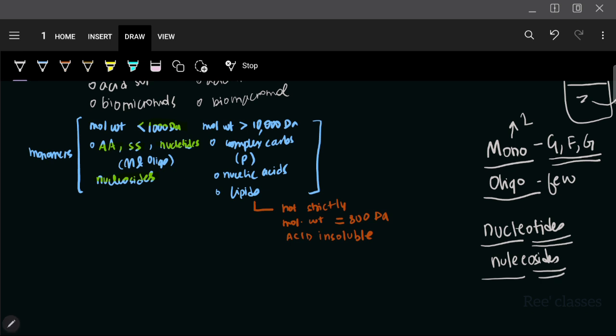There's a very crisp difference here, right? A nucleoside has a nitrogenous base and a pentose sugar. Okay, so what it lacks is phosphate, right? It doesn't have a phosphate group.